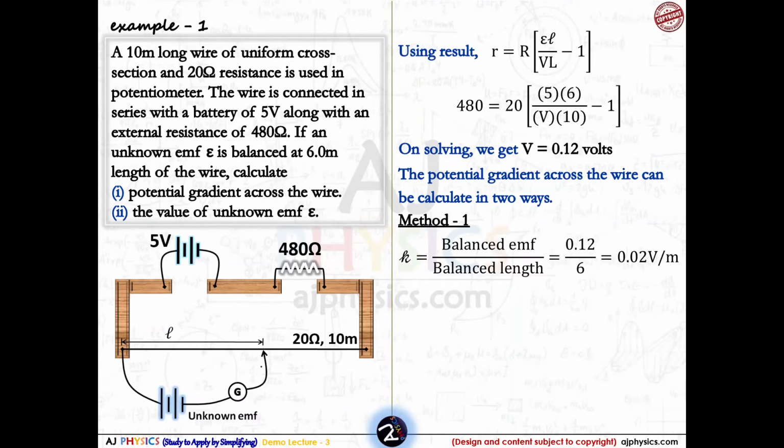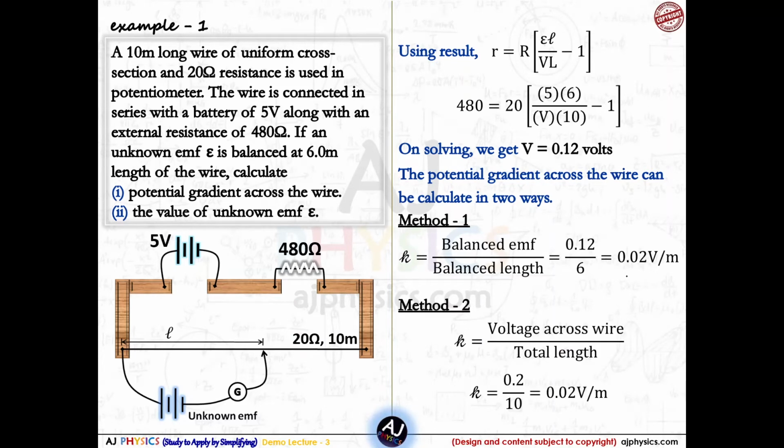And in the second case, you have to find the voltage across the wire first by using the formula of TPD or by using the basic Ohm's law, whatever you feel comfortable. The current which was flowing in the circuit was 1 divided by 100 ampere, and if you multiply this with 20, this will be the voltage which is set up across the wire. The potential gradient is the potential set up across the wire divided by the total length, so you divide this by 10 meters, and you will get the same answer.